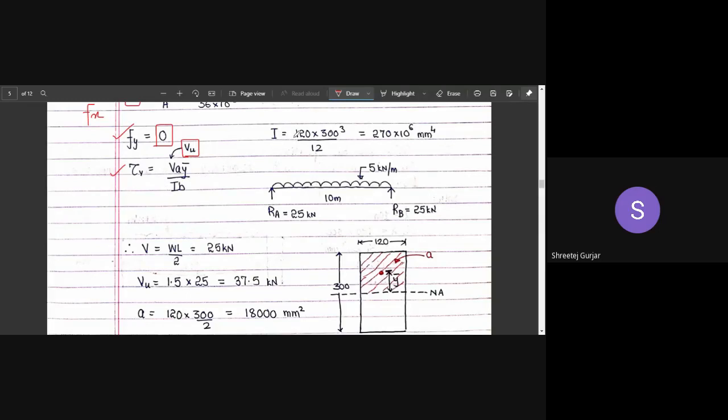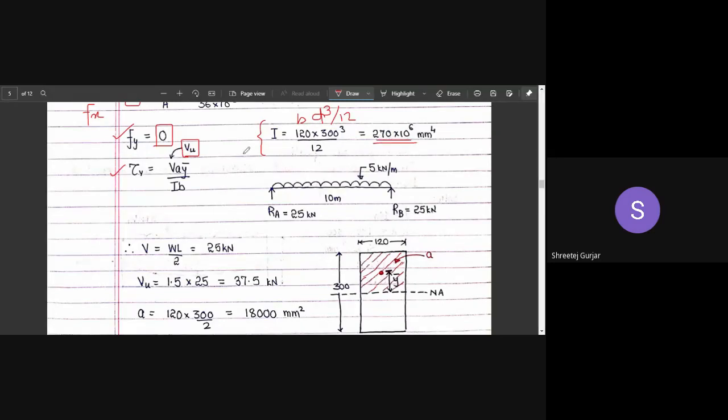Okay. So I is what? Your moment of inertia, bd cubed by 12. The whole section you have to consider for this particular equation. b is the breadth and d is the overall depth, divided by 12. No problem. We can easily calculate the moment of inertia.